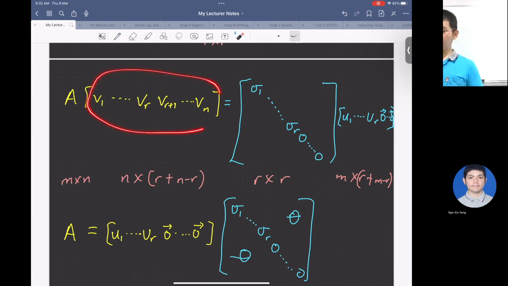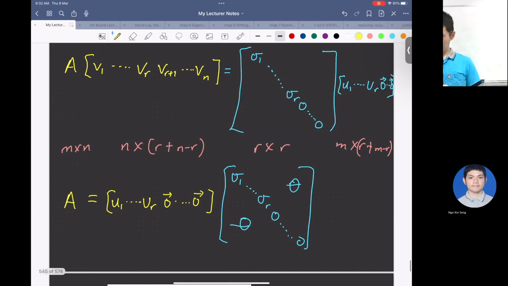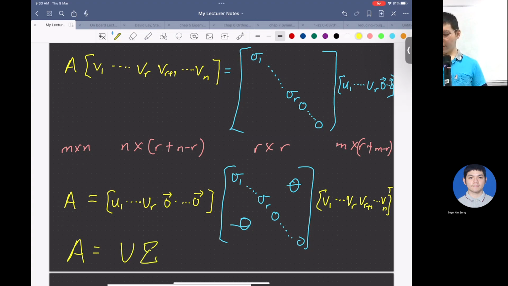And then because this is orthogonal, what property does it have? How do you find the inverse of an orthogonal matrix? An orthogonal matrix satisfies what equation? A transpose A equals identity. So what's the inverse of an orthogonal matrix? A transpose. So you just take the transpose of V. Okay, so this is how we make up the U, sigma, and V transpose.